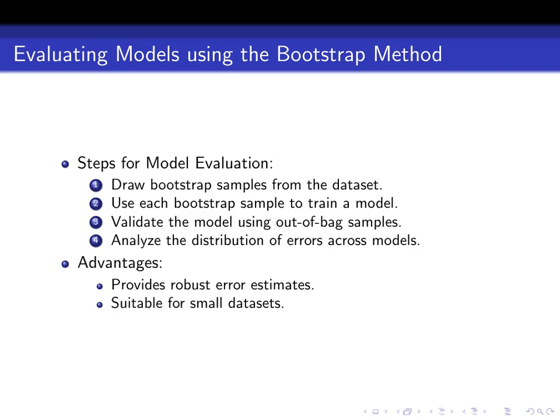Now let's talk about using bootstrapping for model evaluation. The process involves 4 main steps. First, you draw bootstrap samples from the dataset. Second, you train a model on each bootstrap sample. Third, you validate the model using out-of-bag samples. And finally, you analyze the distribution of errors across the models.